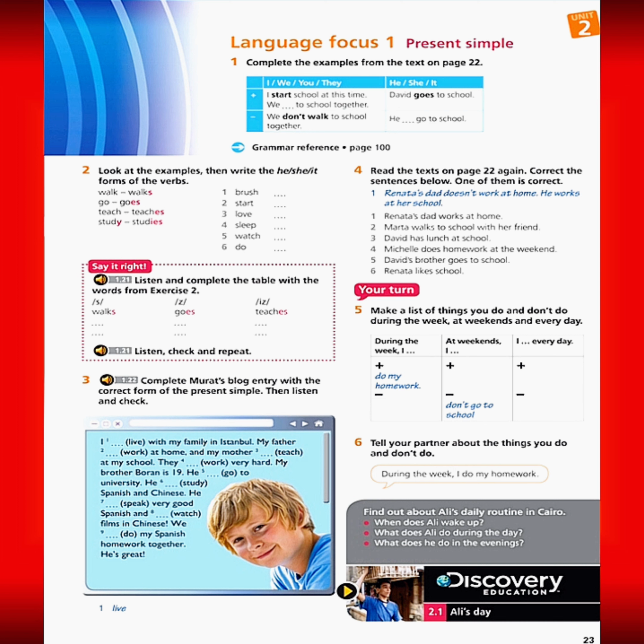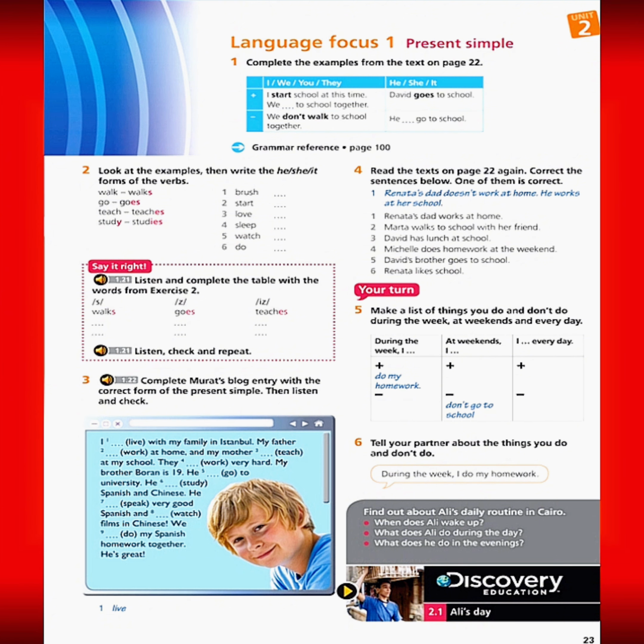We use the present simple to talk about facts, habits, and routines, such as she doesn't speak French. He goes to football on Mondays. We form the negative of the present simple with subject plus don't or doesn't plus infinitive, such as they don't speak English, she doesn't eat eggs.